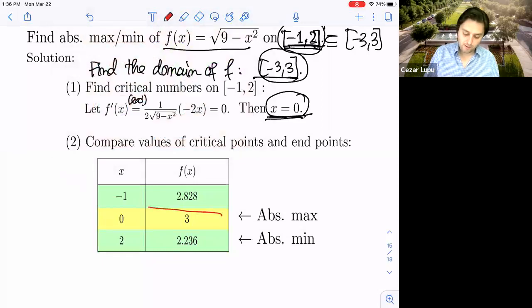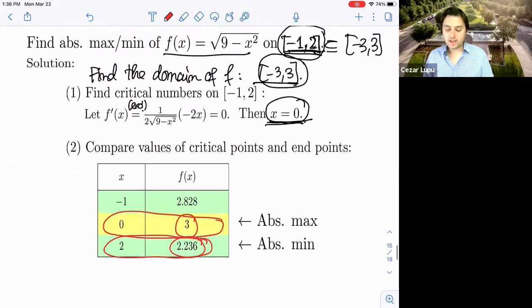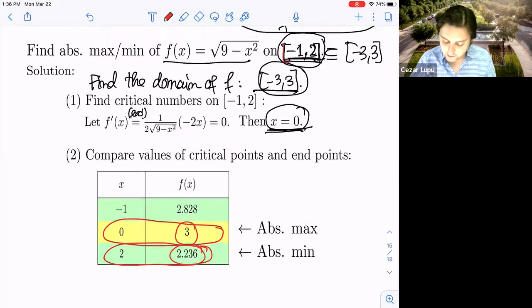look at this guy here. This is the absolute maximum, right? 3 is the largest. And now let's see, which one is the lowest? Well, 2.8 is greater than 2.2, so this will be the absolute minimum for this function. All right. We see now we restricted ourselves to this domain.